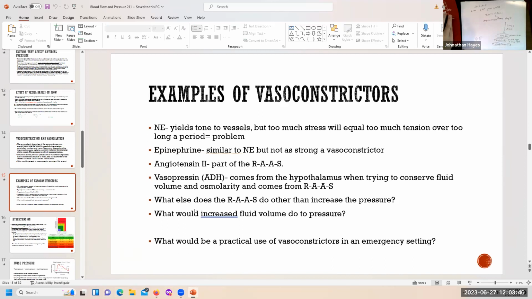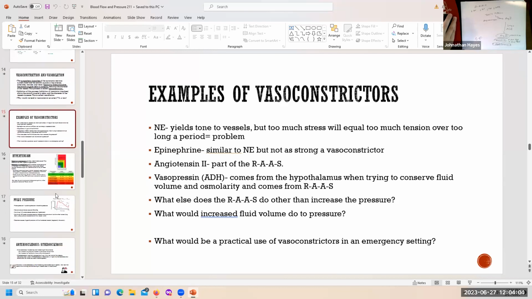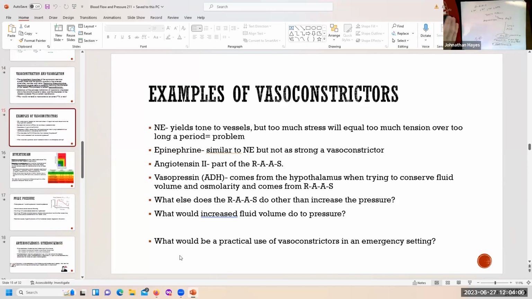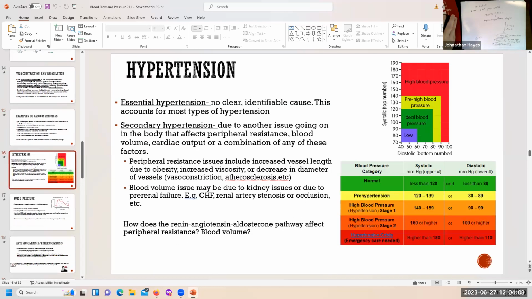And then down at the bottom, it says, what else does the renin-angiotensin-aldosterone system do other than increase pressure? It retains fluid. And what would increasing fluid volume do to pressure? It would keep the pressure higher, because the more fluid volume I have, the more pressure I can generate. So when is there a problem with pressure? When it becomes too high or too low, right?